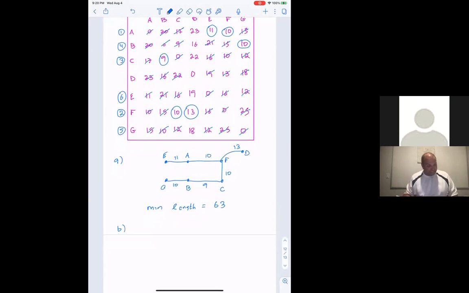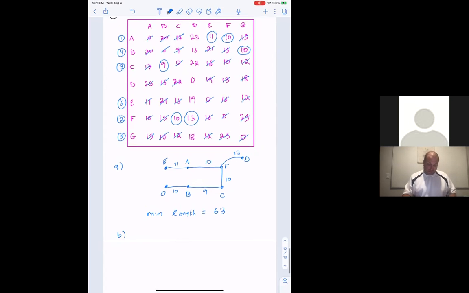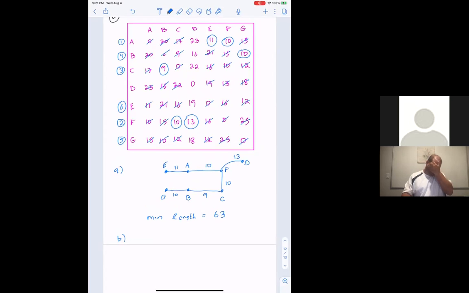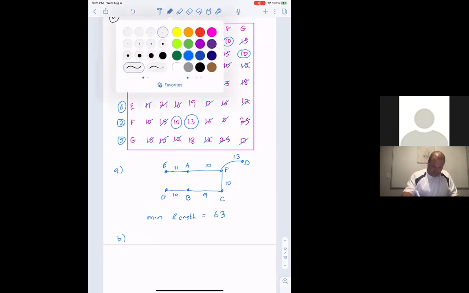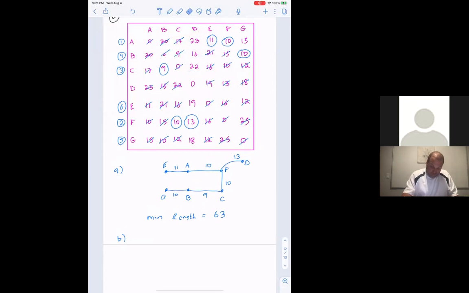B. It is decided that A and B must be directly connected. Find the extra length of pipe that will be required. All right. Why do they do this to me? So first, let's.